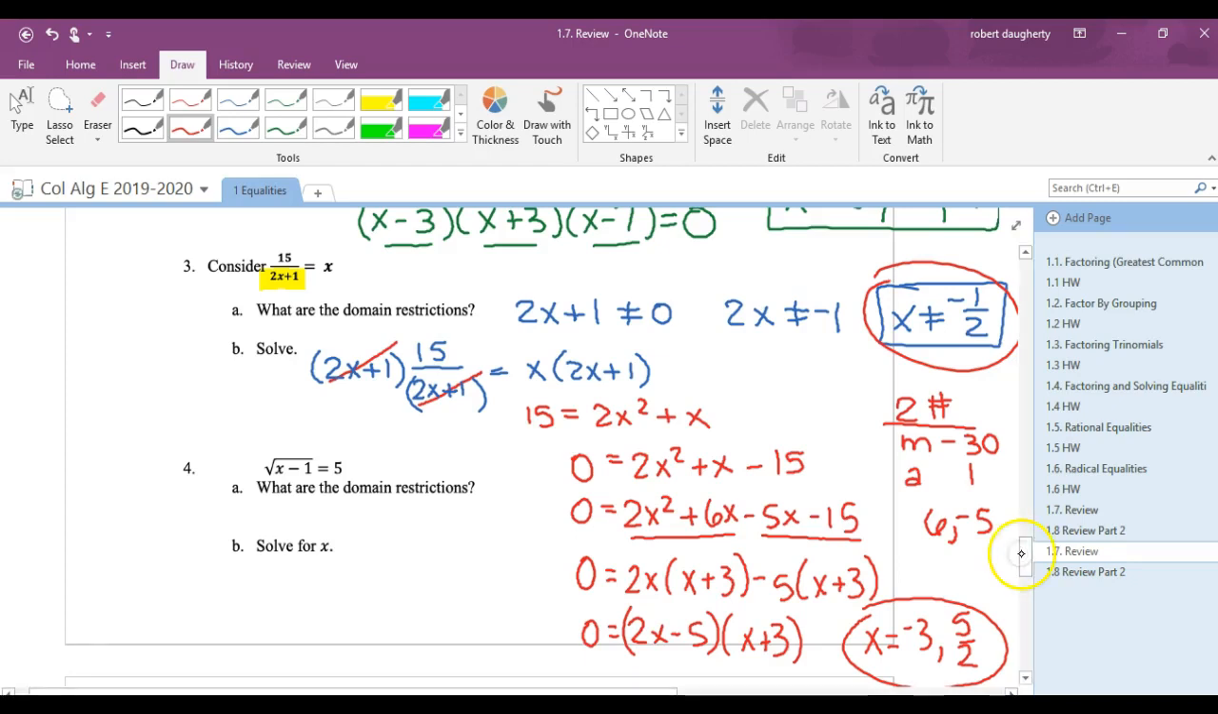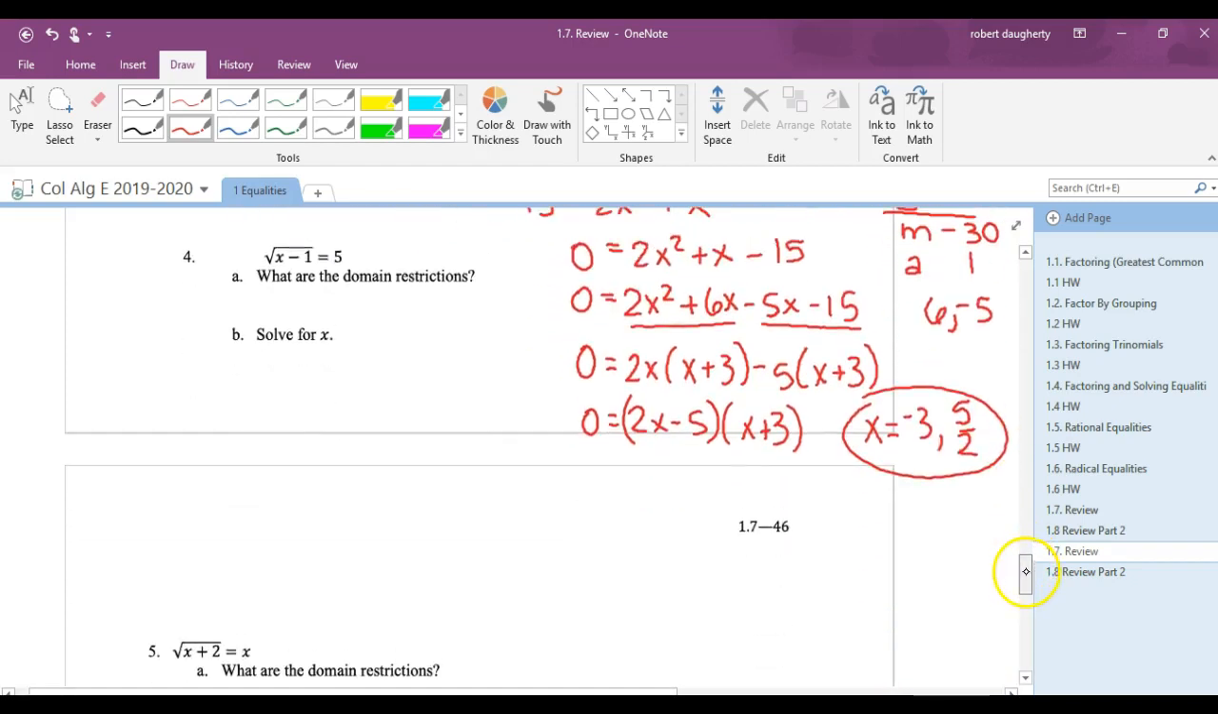Looking at number 4, I'm a little bit strapped for room here, but we can manage that. I've got a square root sign, so that's going to present a restriction. What is under that square root? X minus 1 cannot be a negative number, so it has to be greater than or equal to 0. That means that x has to be greater than or equal to 1.